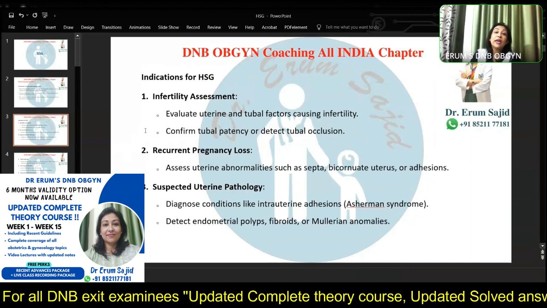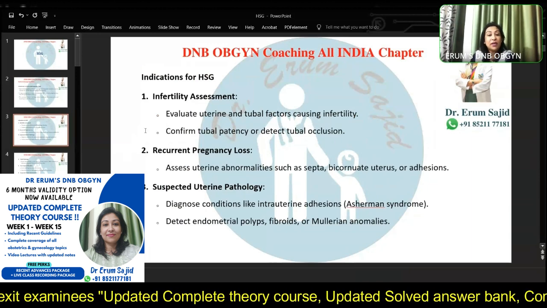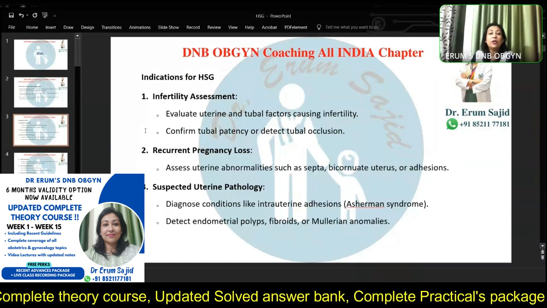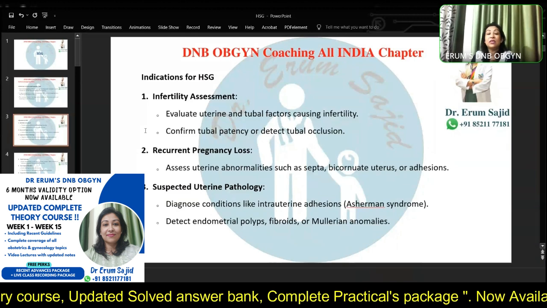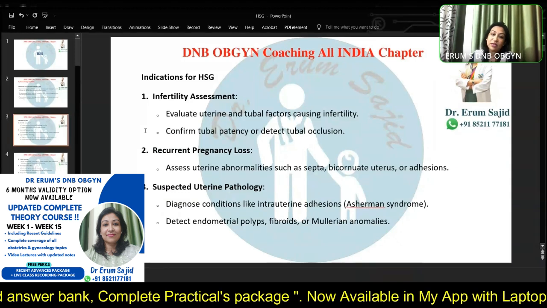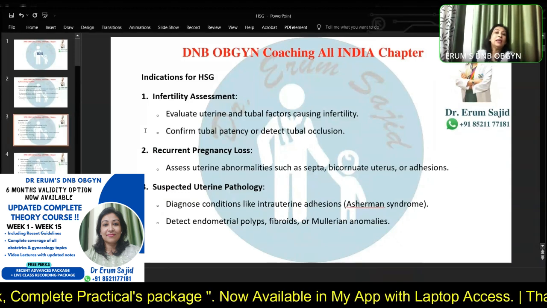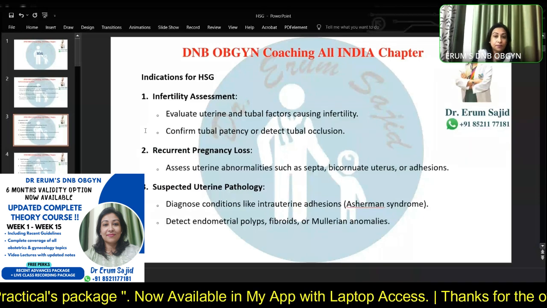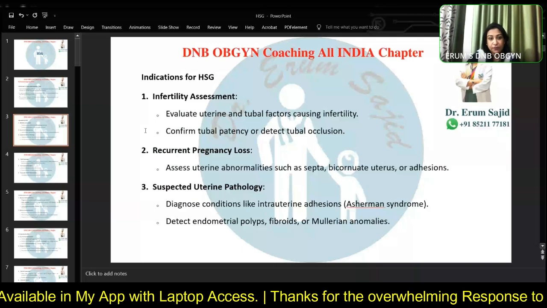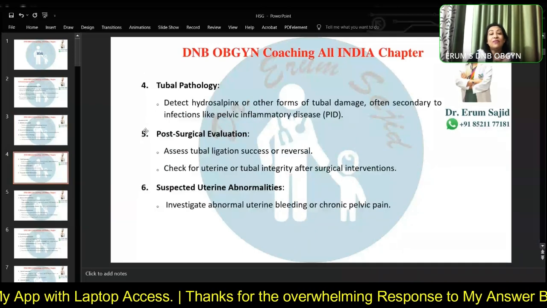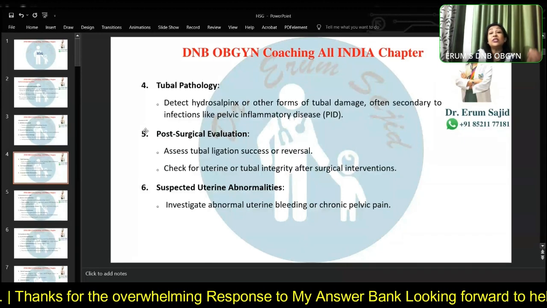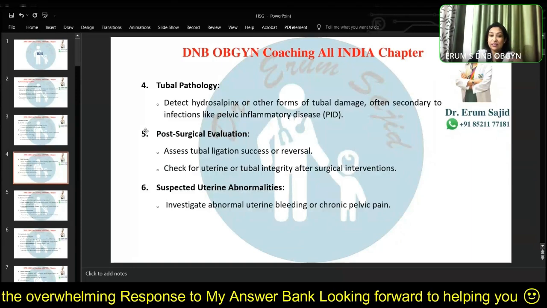So what are the indications? Infertility assessment, RPL assessment, and suspected abnormalities. If you feel there are intrauterine adhesions like Asherman syndrome, or endometrial polyps, fibroids, or certain Mullerian abnormalities, HSG may be a modality to screen. I'm still not calling it the confirmatory modality, so it is one of the modalities to screen further. To know the tubal pathology, very, very important. And post-surgical evaluation sometimes, especially for tubal ligation success or reversal success.